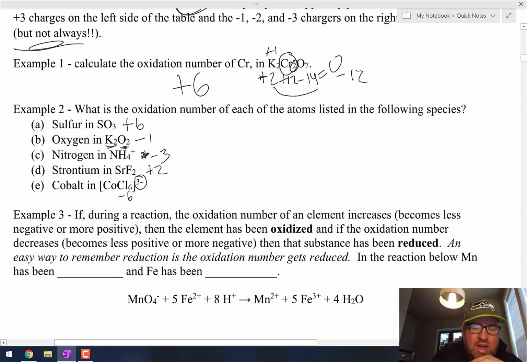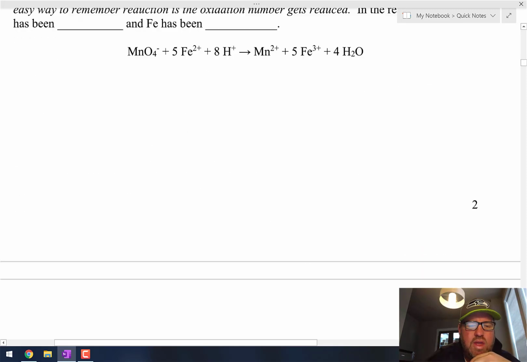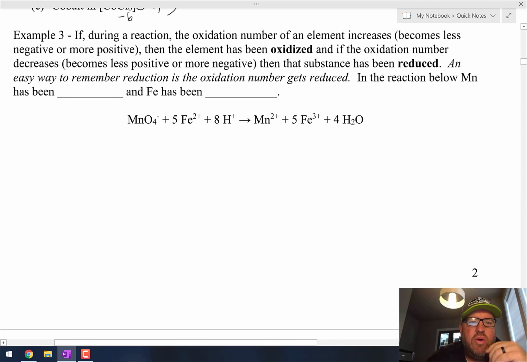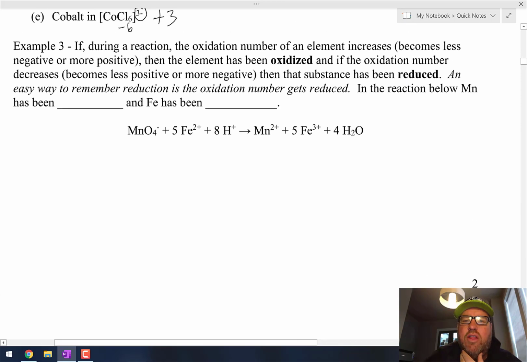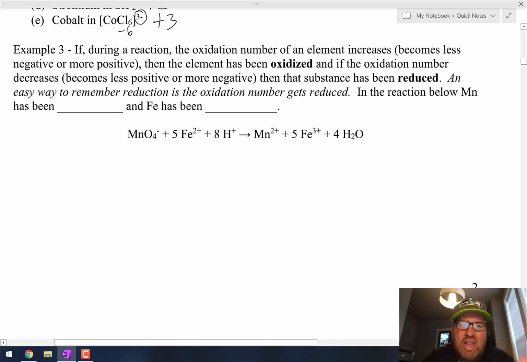But we only need to get back to -3, so cobalt is +3. Okay, and then our final, we got a couple more here. So if during a reaction the oxidation number of an element increases, so it becomes either less negative or more positive, then the element has been oxidized. And if the oxidation number decreases, so it becomes less positive or more negative, then it's been reduced. Again, an easy way to remember reduction is that the oxidation number is the thing that gets reduced, not the charge. Don't think about the charge, think about the oxidation number.